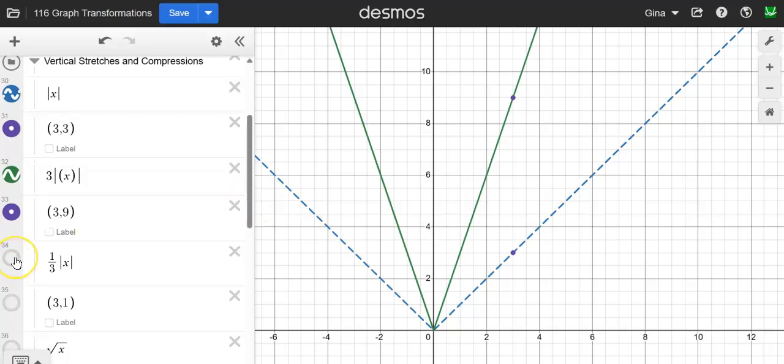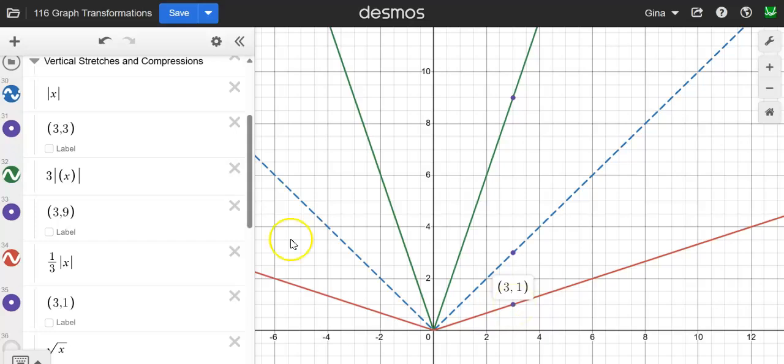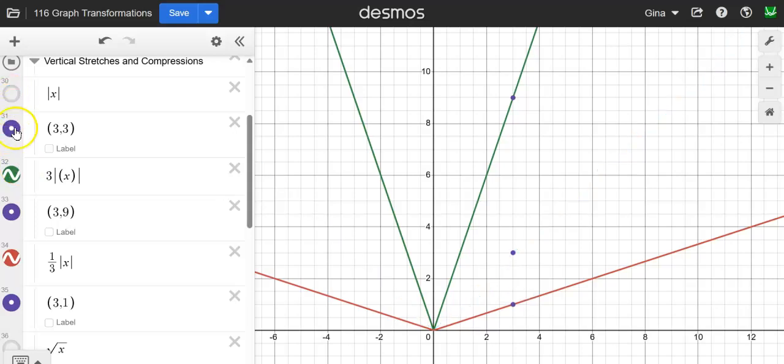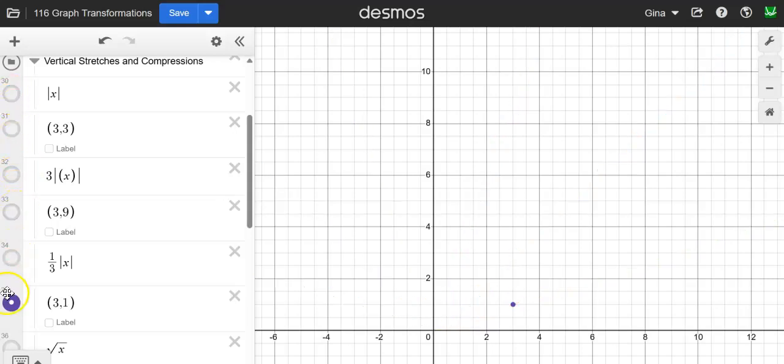Similarly, if I multiply by a fraction, the function is not growing as quickly, and when I plug 3 into the function, I'm only at 1 for the output. So anything on the outside that's a whole number is going to stretch vertically, and a fraction is going to shrink vertically. Let's look at a different example.